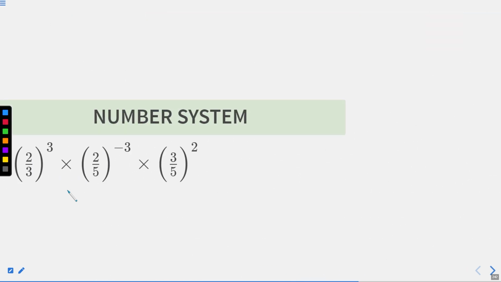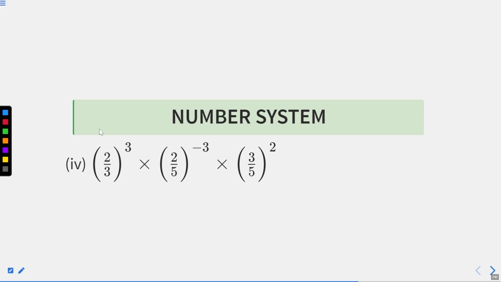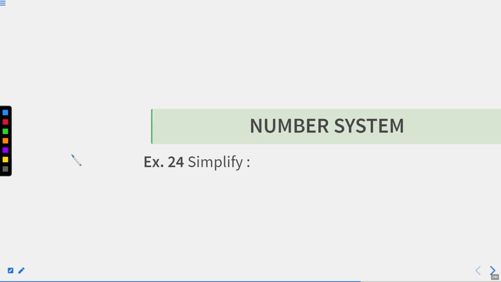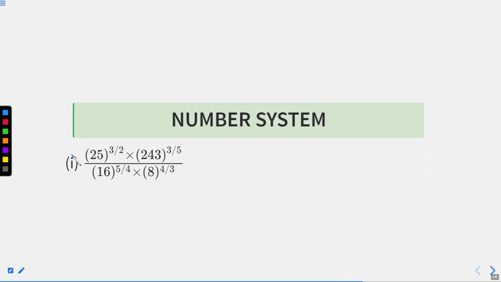So this is the homework for you, so you try. Okay, let's move. Now let's do some simplification and make use of laws we had learned. Okay, so let's take one term at a time to understand it better.